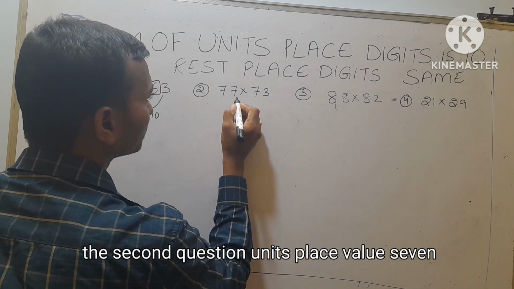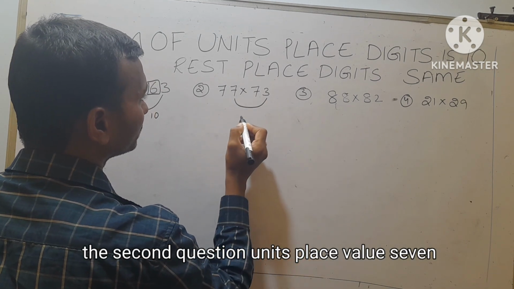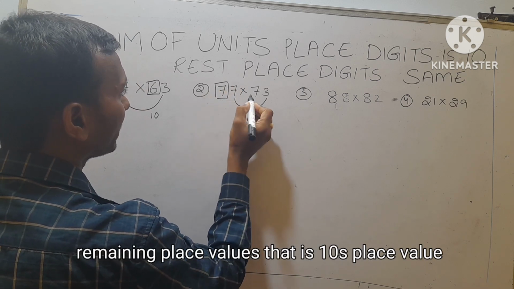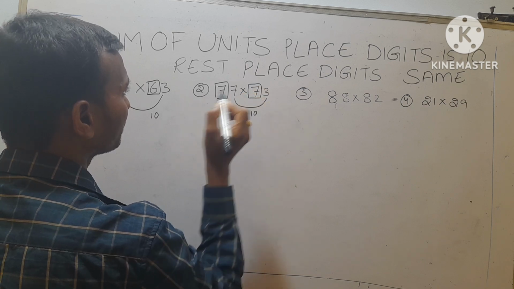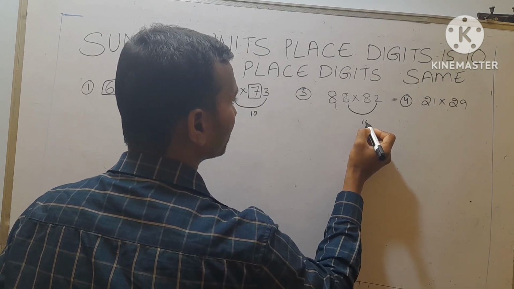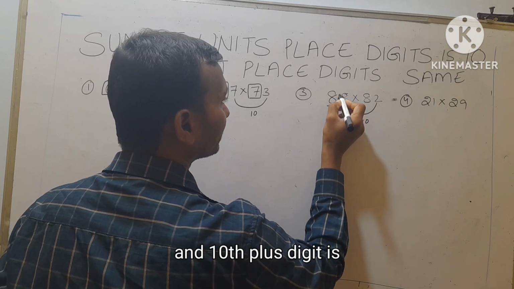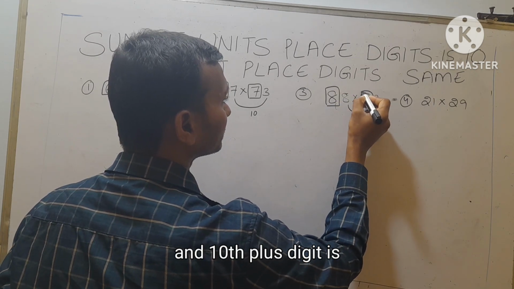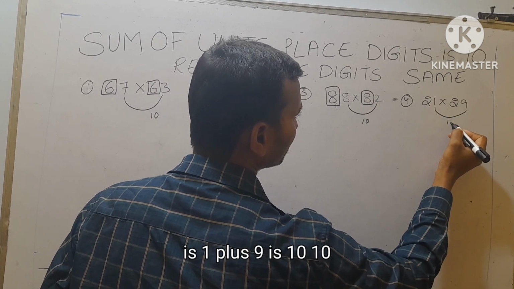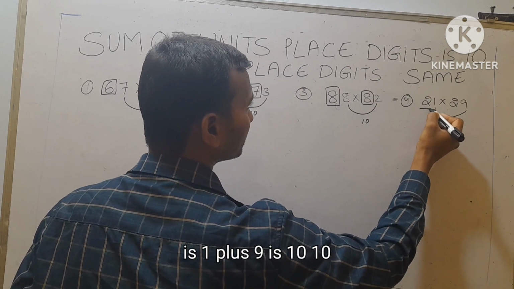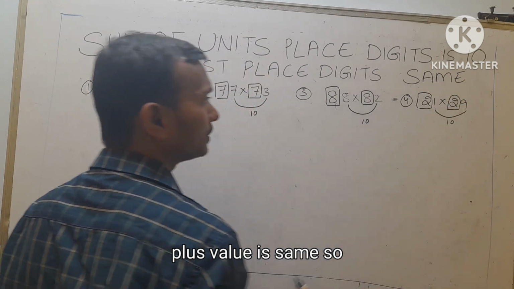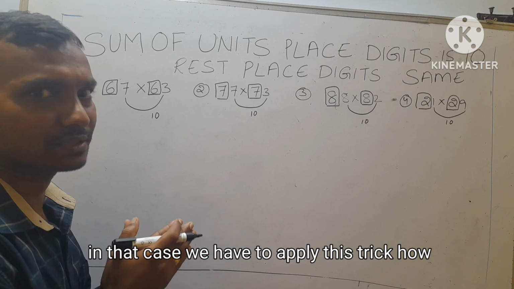See the second question. Units place value 7 plus 3 is giving you 10. The remaining place values, that is the 10's place value, is the same. In the next, 8 plus 2 is nothing but 10, and the 10's place digit is the same. Here 1 plus 9 is 10, and the 10's place value is the same. So in that case we have to apply this trick.